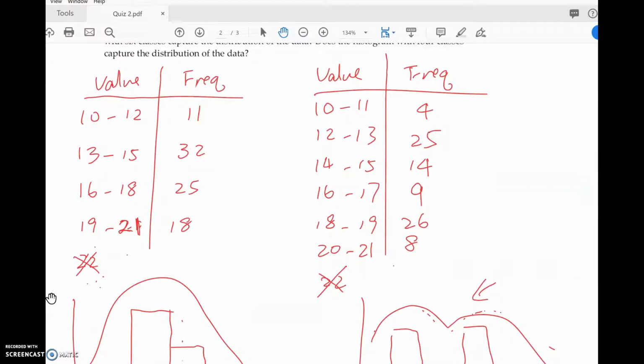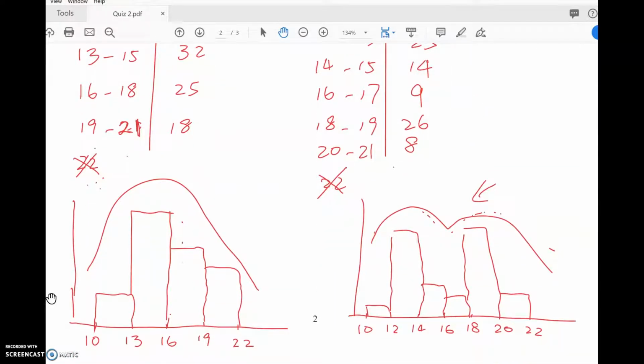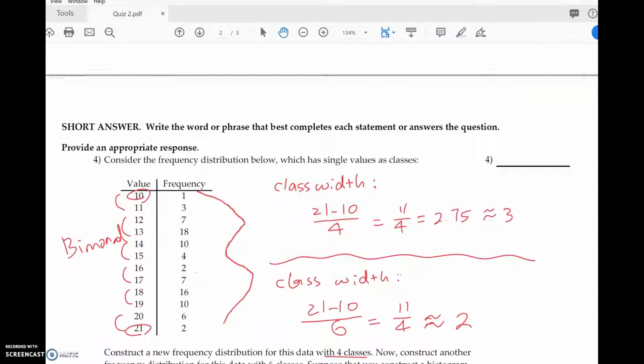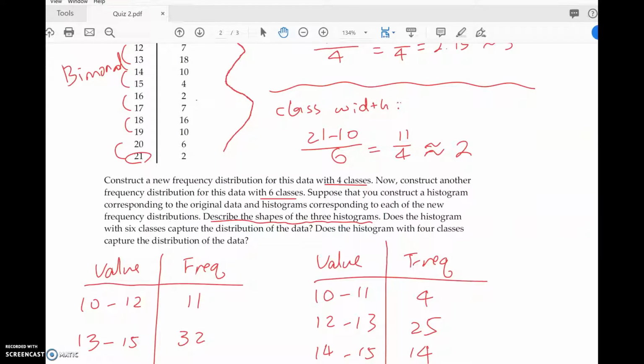Okay, so the graph is going to represent a true story of the data we have. Like this one, we have a bimodal, but with 4 classes, we're losing the shape. So we can see the 6 classes one captures the distribution of the data. The 4 classes one does not capture the shape or the distribution of the data.